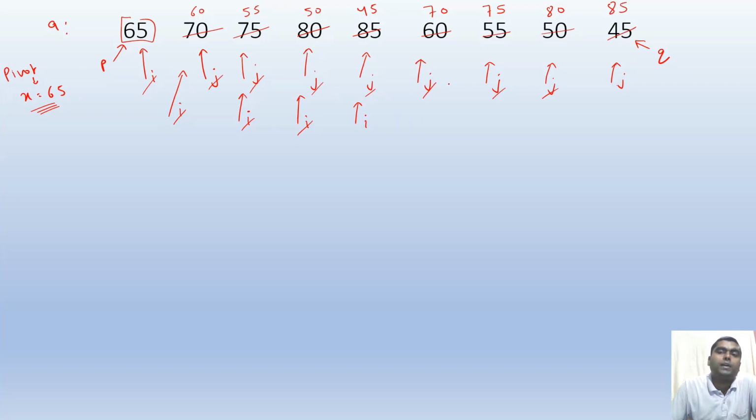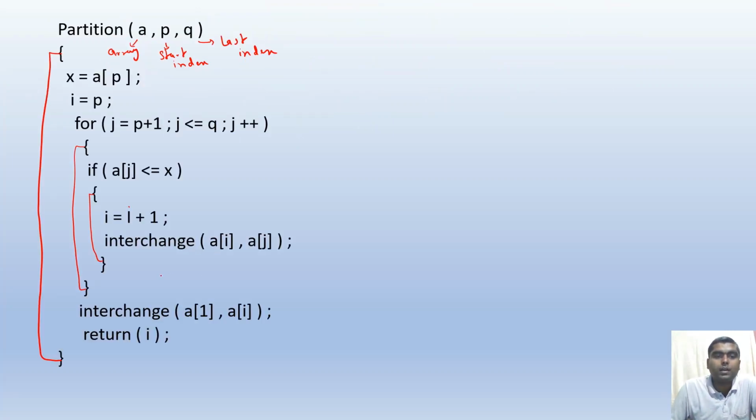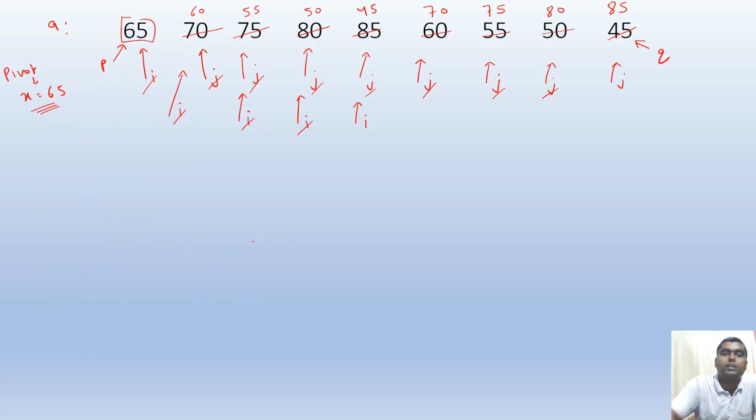Okay, so finally this loop is complete, and after the loop, the pivot element that we selected, that is a of 1, and a of i, what do we have to do with these two? We have to interchange them. So a of 1 is 65 and i is here. So finally we will interchange this and this. So this 45 and 65 will be interchanged. So here it is 45 and here it is 65. Okay, and we will return i.